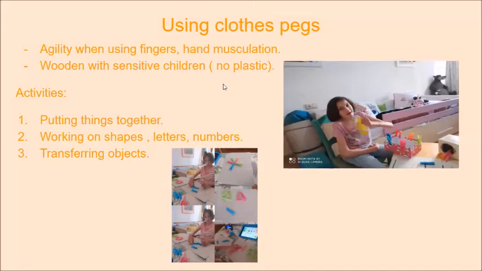Here we use them to learn about the shapes or reinforce what she has learned at school about the shapes. And here it was a matter of just classifying in colors. And well, here it says transferring objects, and you can use pegs for transferring objects, but not these closed pegs, the other ones. You may have two containers and nuts and one of these wooden or metal pegs to take one object to the other side or the other container.